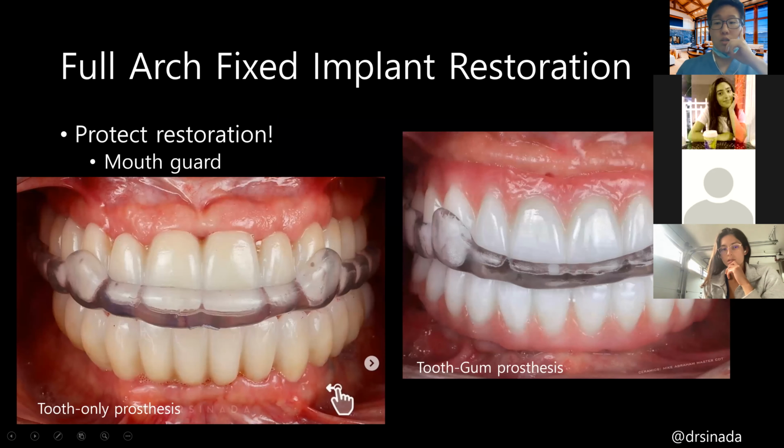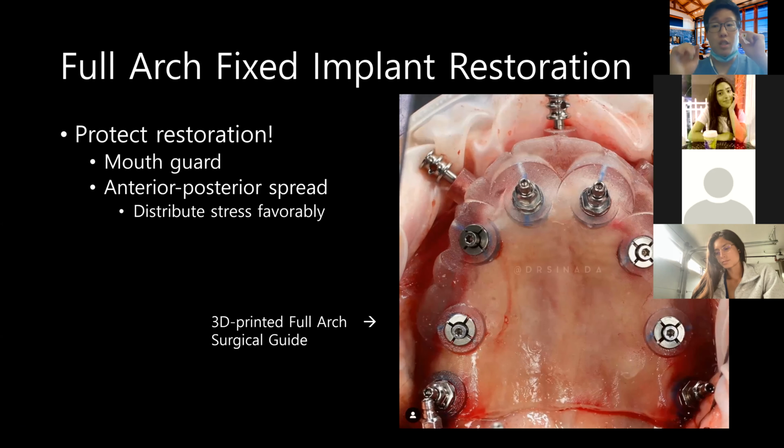All right, so next. Important part about full arch restorations. These are ceramics or acrylic. They're not natural teeth, so you've got to protect them. You don't want the patient breaking them at night. Some people might grind their teeth, so you always want to make a mouth guard to protect them. Another way to protect them is to spread out the implants anterior to posteriorly, sort of evenly. Not too many posterior only or too many anterior only, but an even spread of anterior to posterior when you place implants, so you get a nice distribution of forces. And that's called the anterior posterior spread.